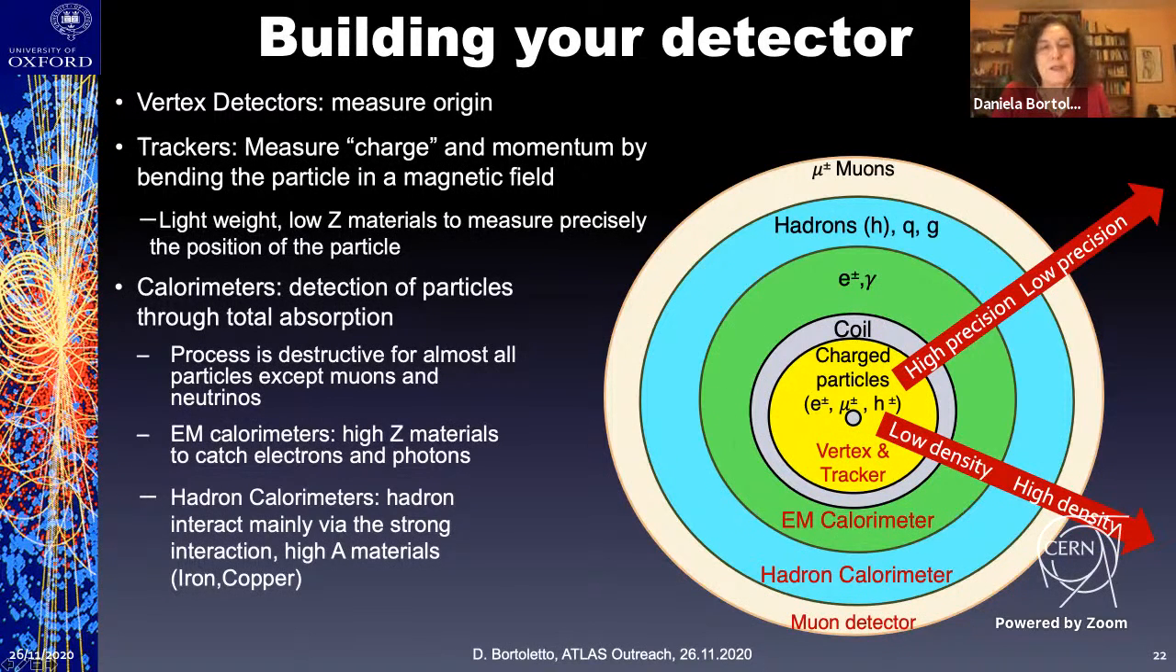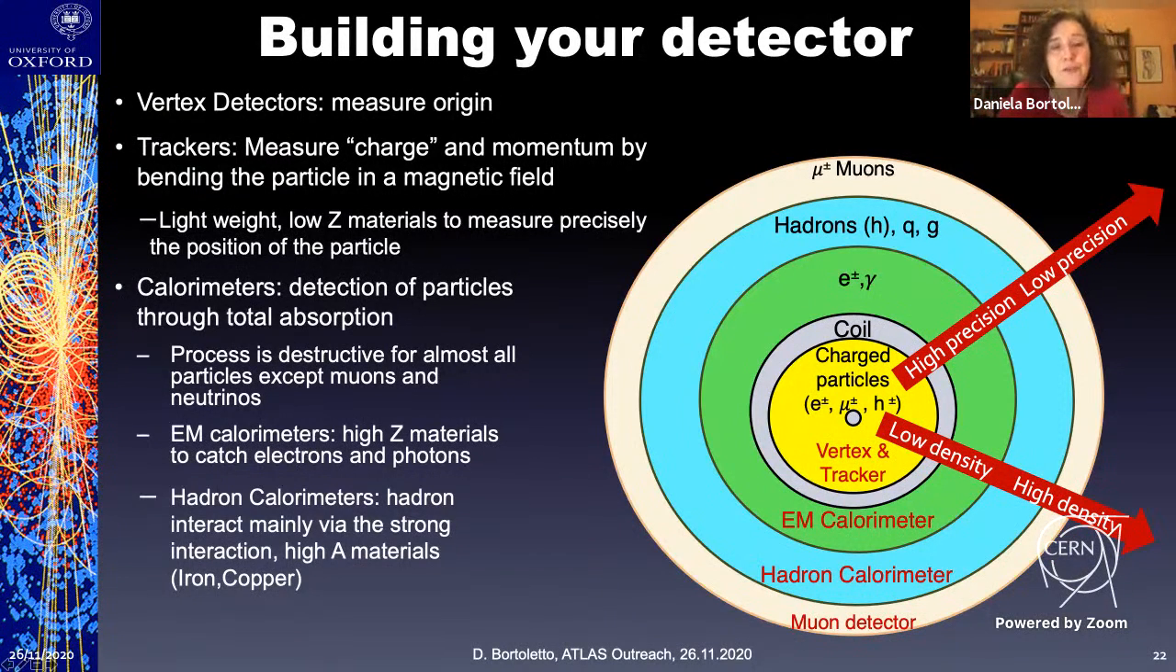So for example, in the case of an electromagnetic calorimeter, you are trying to detect electrons and photons mainly. You want a high Z material like lead, for example, to catch all electrons and photons. In the hadronic calorimeter, you want a material with very high atomic mass like iron and copper, because you want your hadronic shower to interact as much as possible with this material.